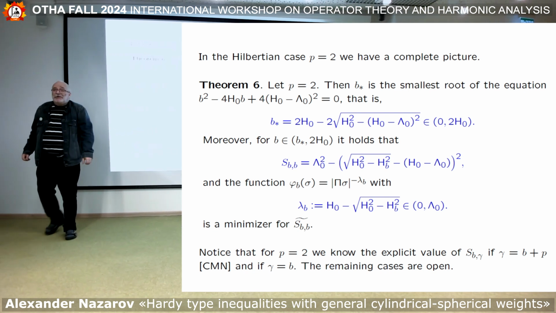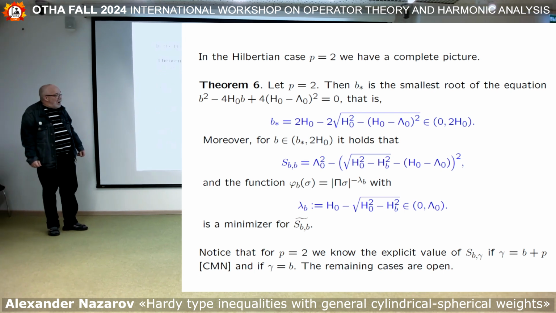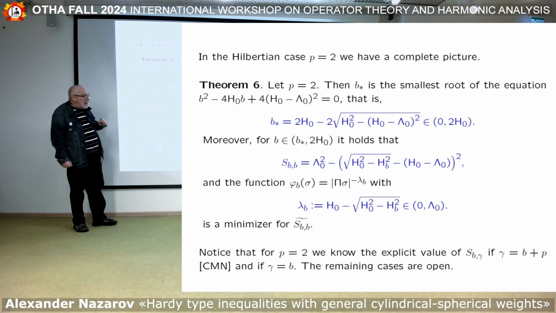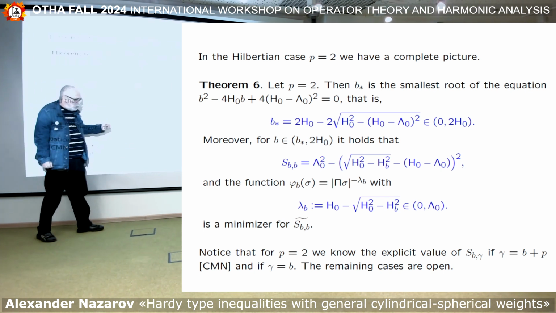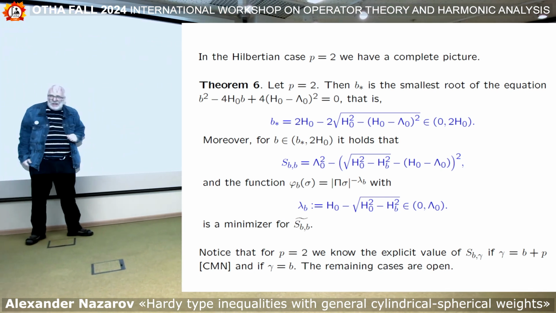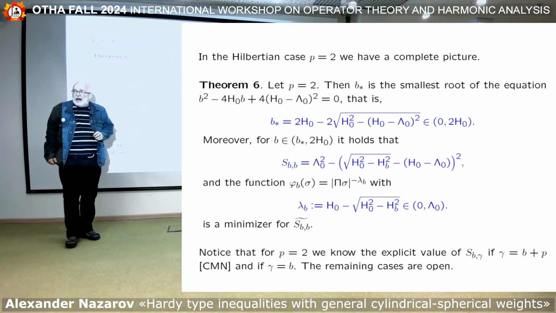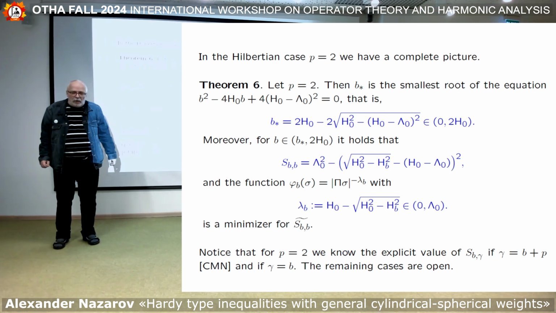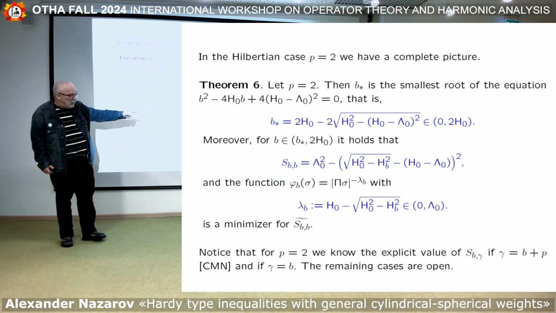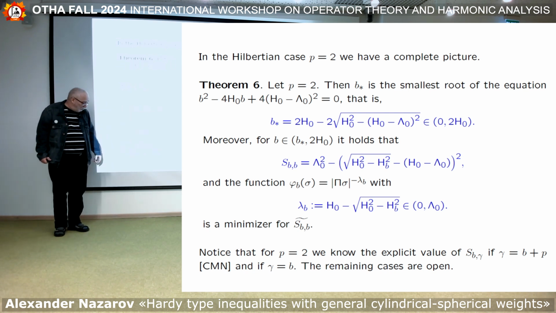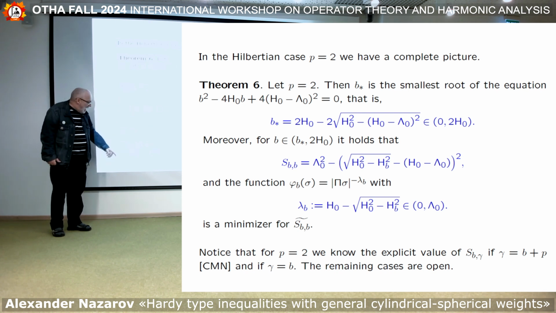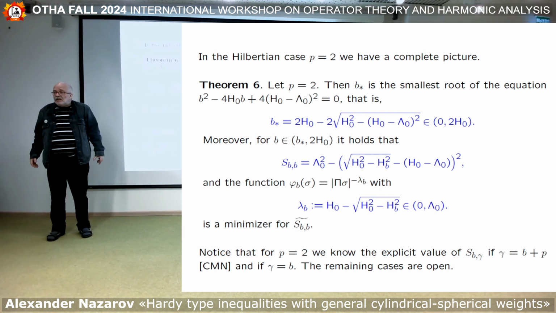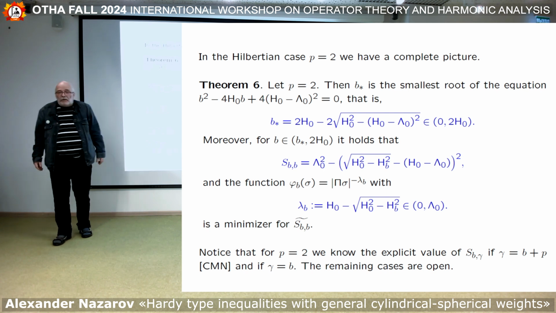By direct calculation, it is interesting to mention that the explicit value of this SB gamma is known in the previous case, in the quasi-spherical case, gamma is equal to B plus 2. And if gamma is equal to B, in other cases, we can say nothing about explicit value, but nevertheless, all what we can.